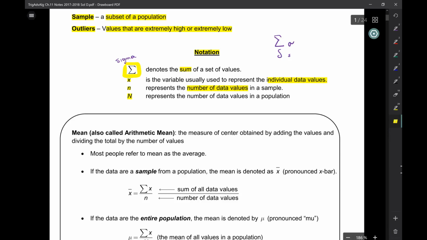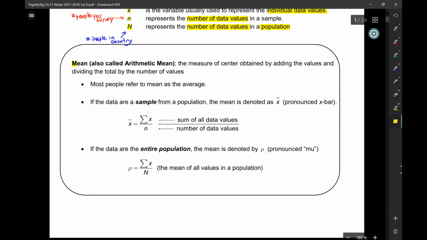Capital N represents the number of data values in the population. Okay, so this is the number of people you survey, or you poll. This is the number of people in the country. You see the difference? Okay, all right.